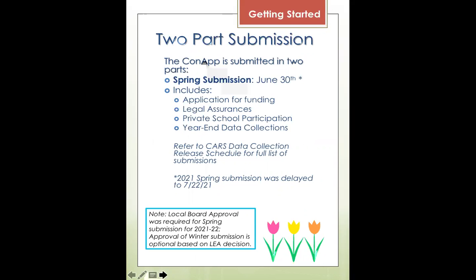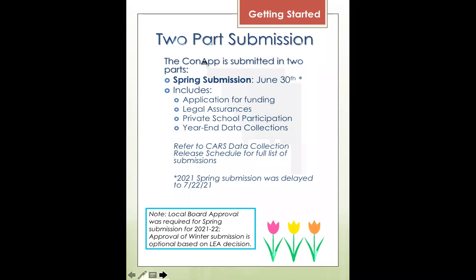So if you were working in your district last spring, you probably submitted the spring submission to the application. You need to keep this in mind. It's one application, but in two parts. So in June of each year, last year it was actually delayed until July, but typically by June 30th, LEAs apply for the federal ESSA funds.